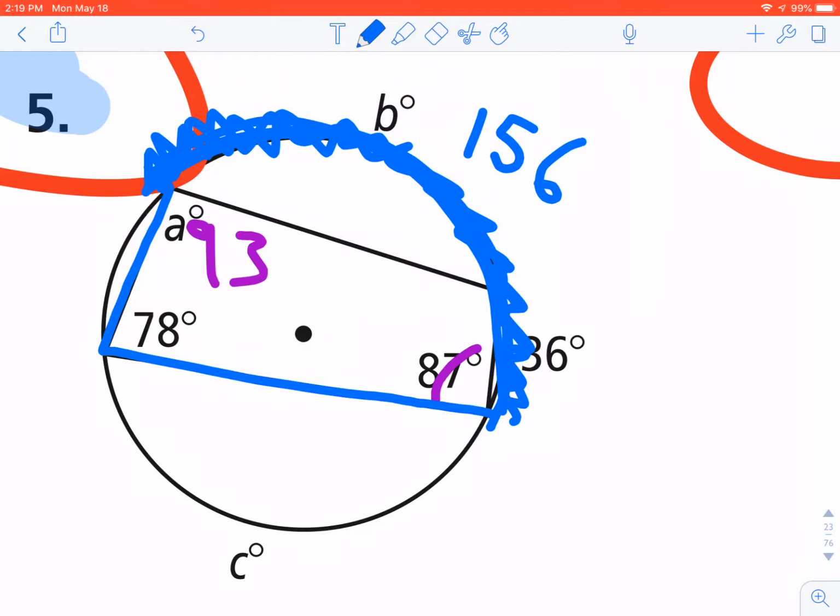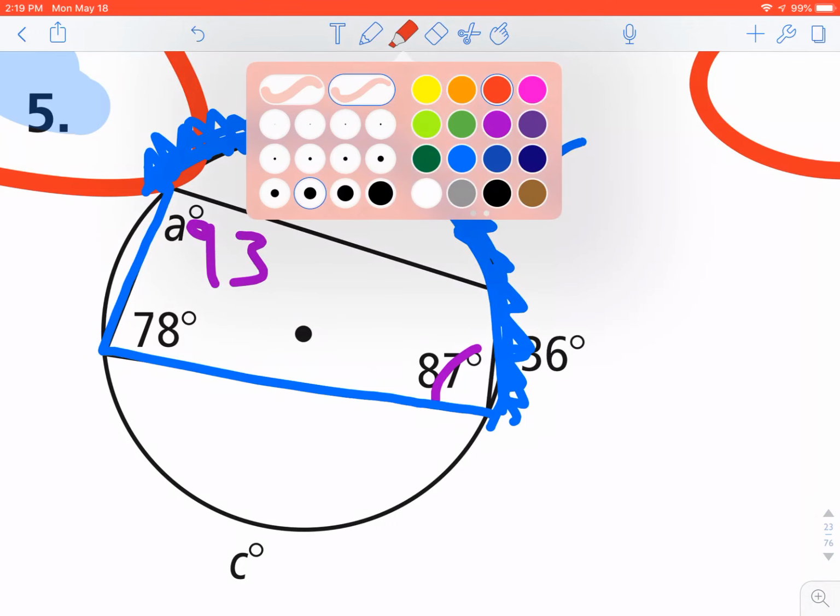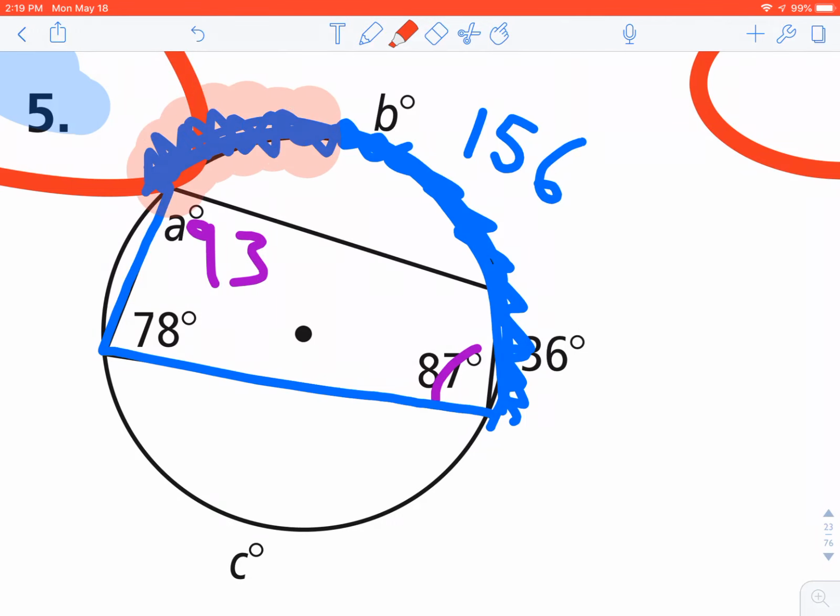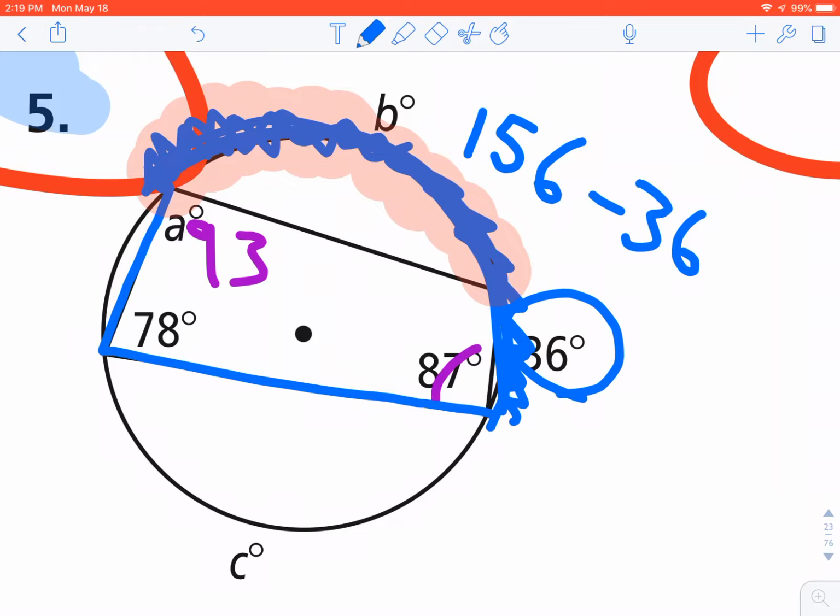But I don't want the whole thing. I only want B, which is, I'll do this in red. This is what B is. Well, all I need to do is take my 156 minus from it the 36 that I don't want, and that leaves me with B being 120 degrees. Okay?